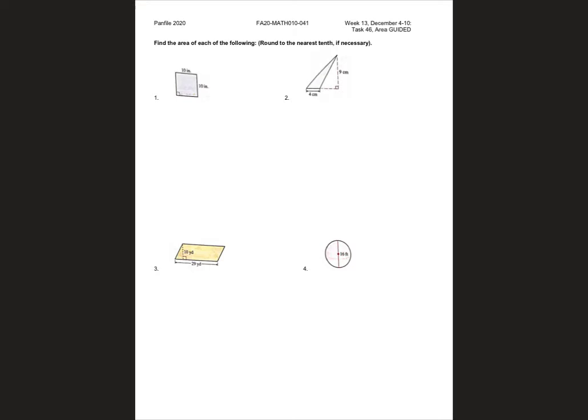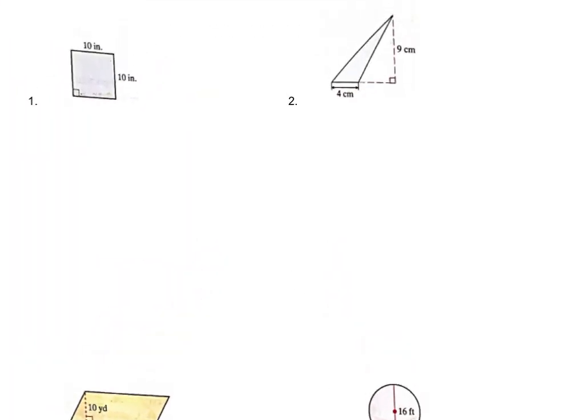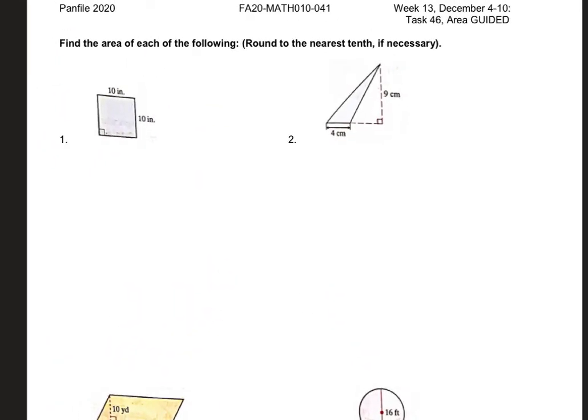So we have several formulas that go along with this. Looking at this, for number one, we have a square. How do I know it's a square? Well, because that 10 on top jumps to the bottom, and the one on the right jumps to the left. So I have this figure that has 10 on all sides.